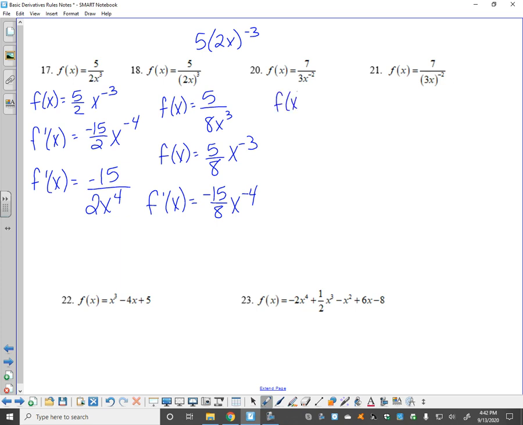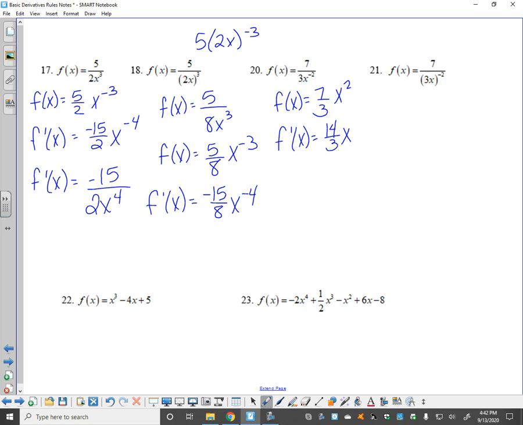Number 20. Again, pull the 7/3 out. That is x to the negative 2, so that would be x to the positive 2. If I move him up, then the calculus part, bring the 2 down, that would be 14/3 x to the 1.